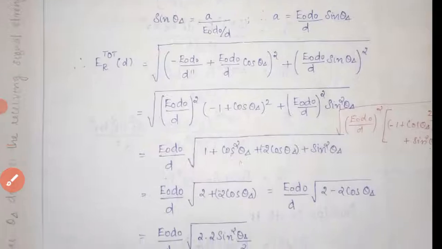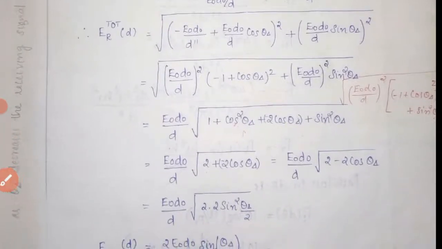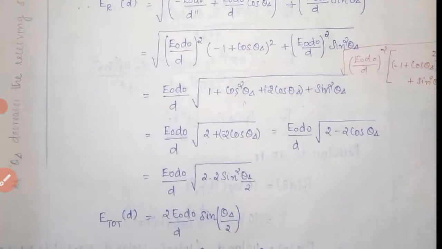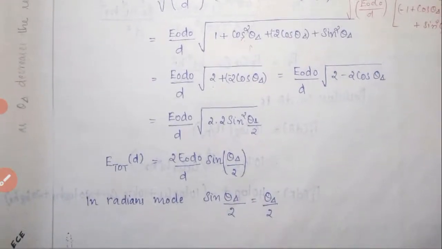Then we have to simplify this. We get sin square theta plus cos square theta is equal to 1, right? So 1 plus 1 minus 2 cos delta theta, that is equal to 2 minus 2 cos delta theta. We can represent it as 2 into 1 minus cos delta theta, that is equal to 2 sin square delta theta by 2. So 1 minus cos delta theta is equal to 2 sin square delta theta by 2.